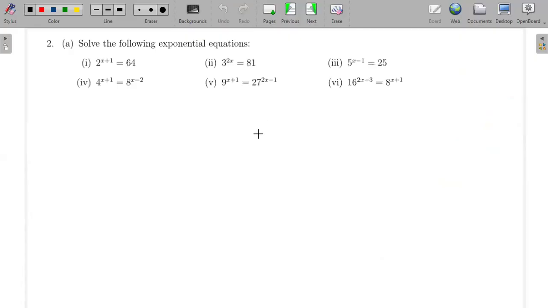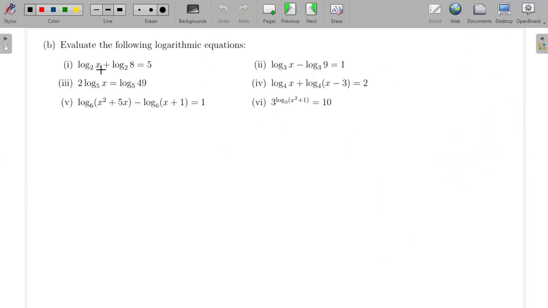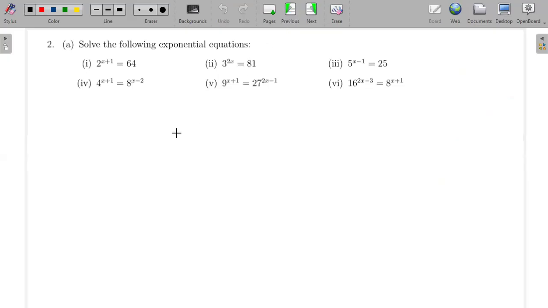Let's look at some questions from question 2. So in question 2, we are solving exponential equations on A, and then on B, we are solving logarithmic equations. So how do we solve these exponential equations? We use those laws of indices that we talked about earlier. When we just started our classes, we talked about the laws of indices, or laws of exponentials. They are the ones that we're going to be using today.